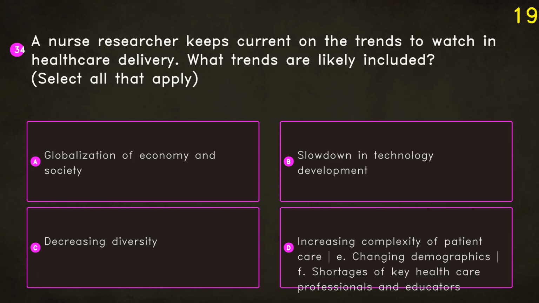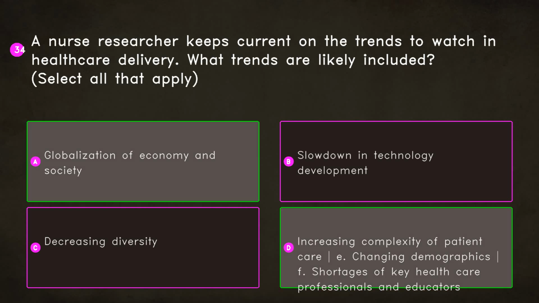Question 34. A nurse researcher keeps current on the trends to watch in healthcare delivery. What trends are likely included? Select all that apply. A. Globalization of economy and society. B. A slowdown in technology development. C. Decreasing diversity. D. Increasing complexity of patient care. E. Changing demographics. F. Shortages of key healthcare professionals and educators.